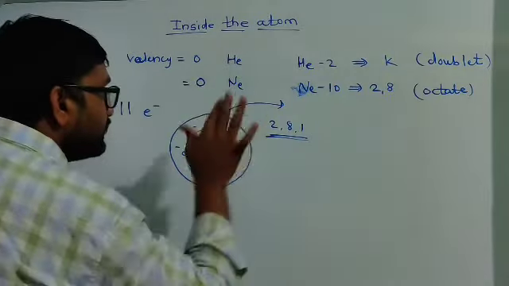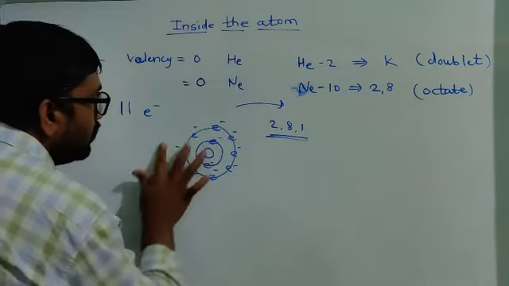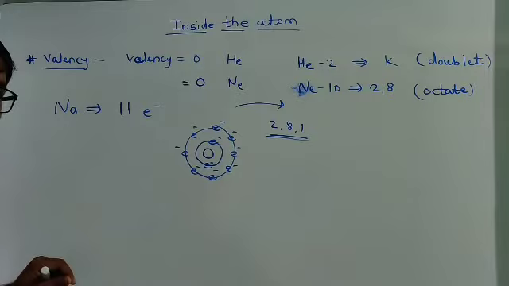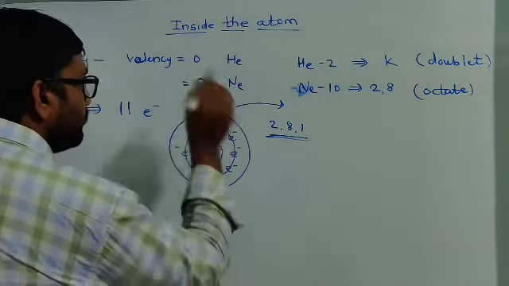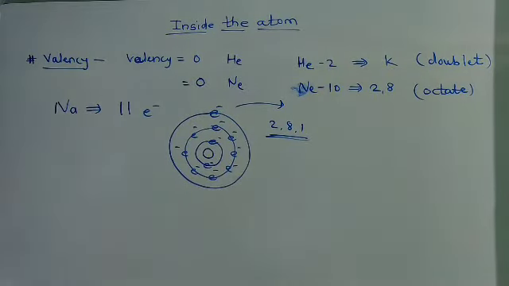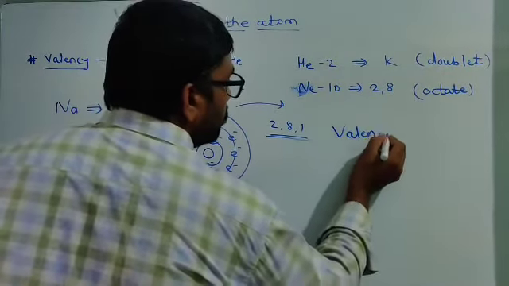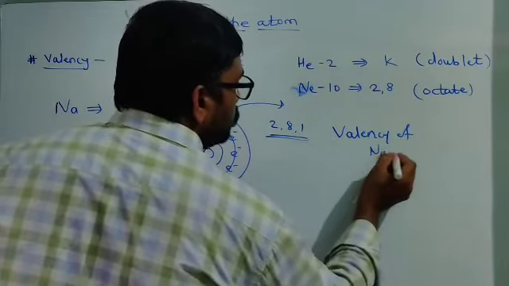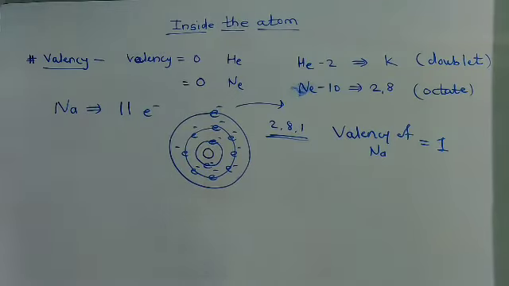Then this electron goes there and the remaining structure is 2, 8. So this 1 extra electron is present in the outermost shell, and sodium has to give it away. That is why the valency of sodium is how much? 1. The valency of sodium is 1.